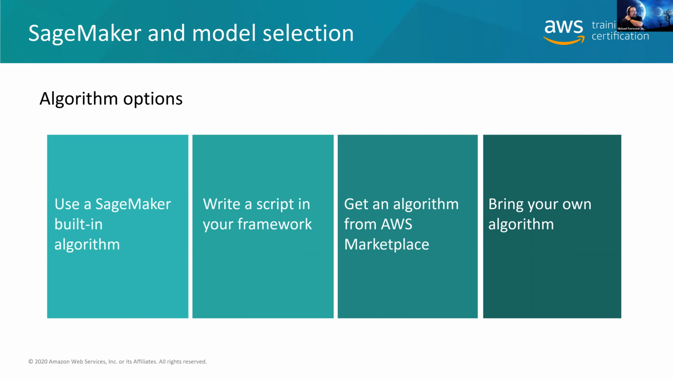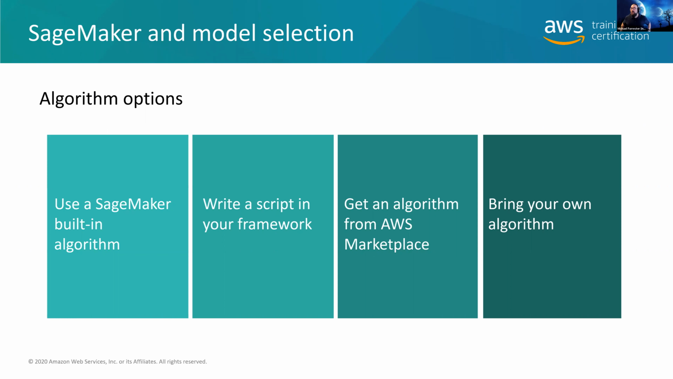One of the reasons we're using SageMaker is that it has algorithms already built into it, so you don't have to write or configure the algorithms. Let's be clear. You can use the built-in algorithms. You can also write a script in a supported framework like PyTorch or MXNet. You can subscribe to an algorithm from the marketplace, just like you can get a workforce from the AWS marketplace, like a third party. You can also get algorithms from third parties. You can also bring your own algorithm if you want to.